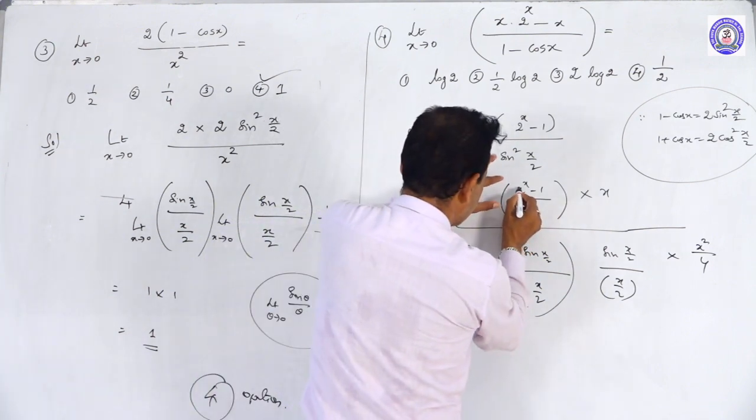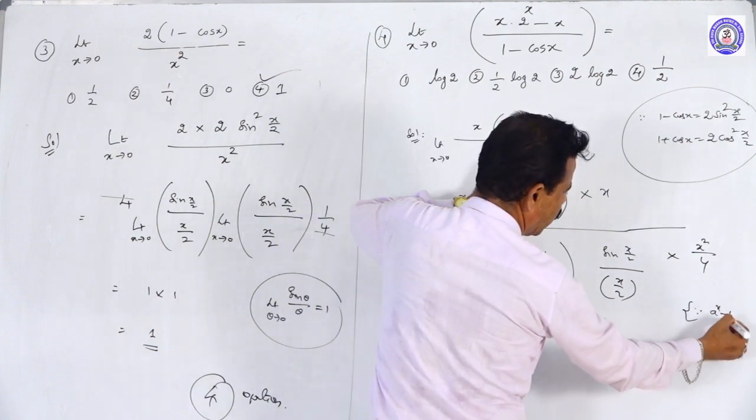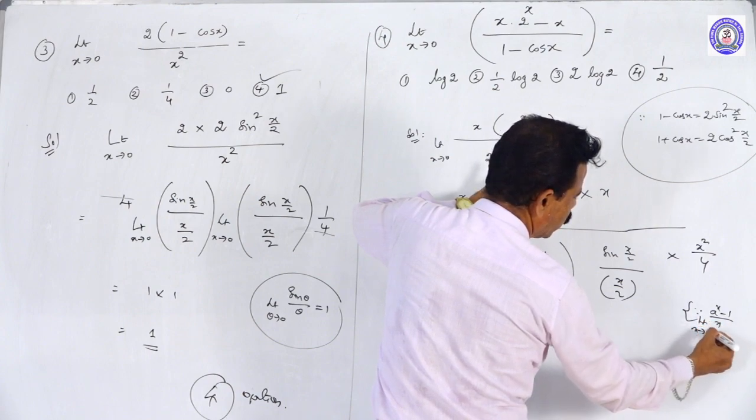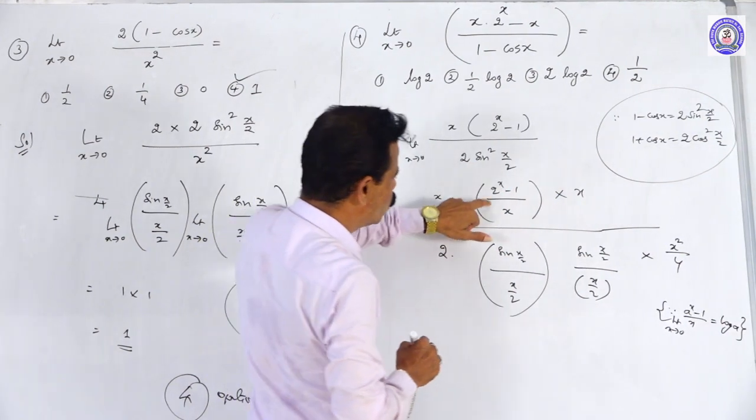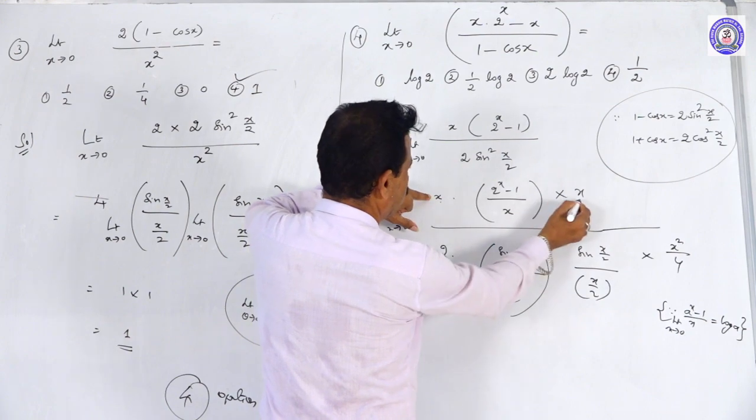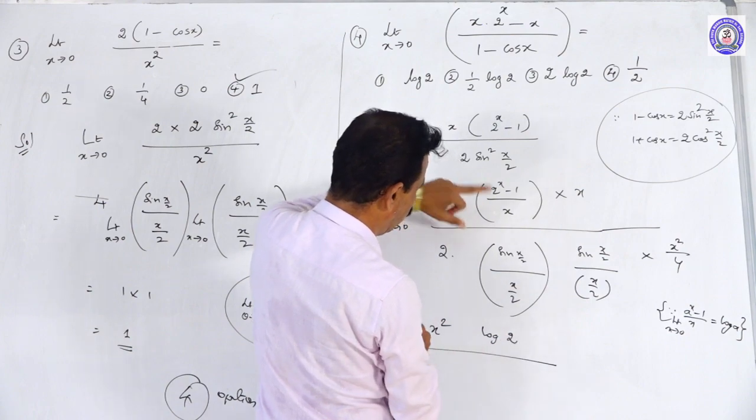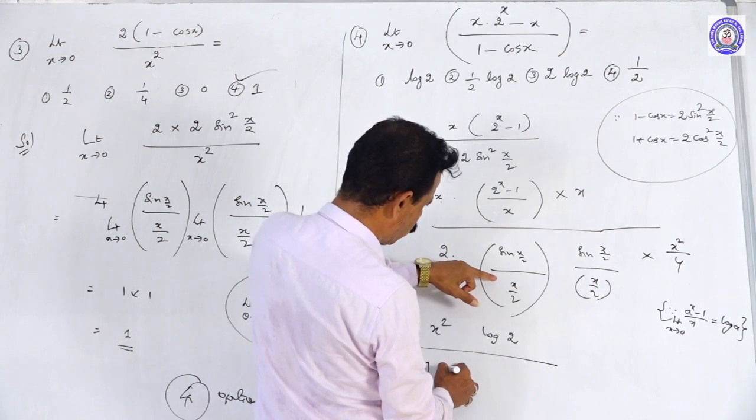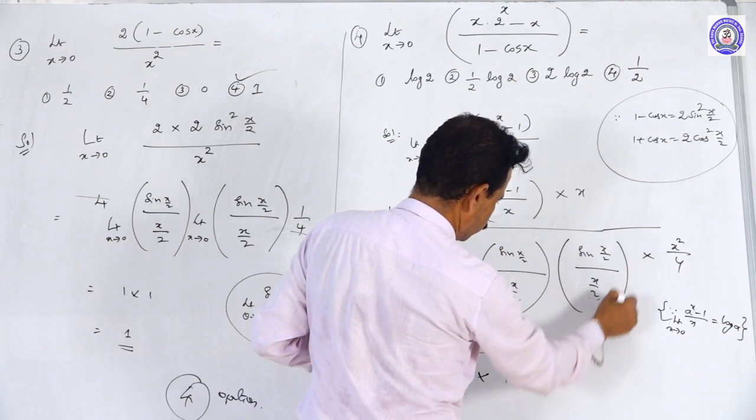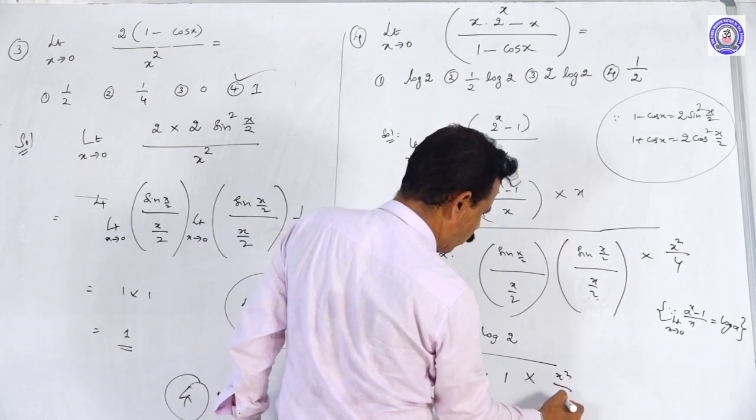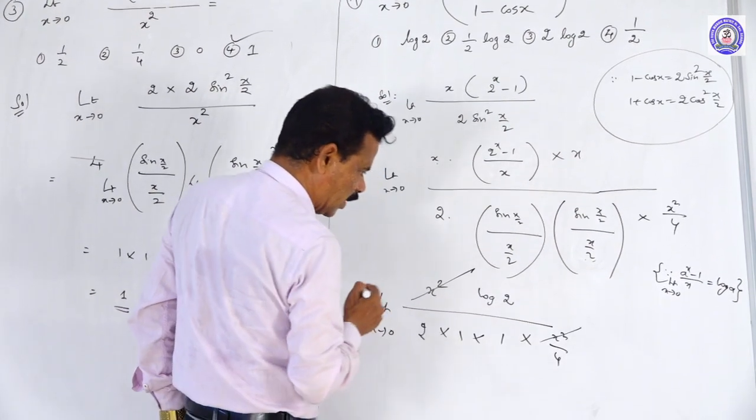Now this is a power of x minus 1 by x. That formula, a power of x minus 1 by x, limit x tends to 0, value log a. By using this formula, this value is log 2. So here x square, this is log 2, division of, this is 2, this is 1, this value 1, multiplication of x square by 4, whereas limit x tends to 0 here also. This x square gets cancelled.